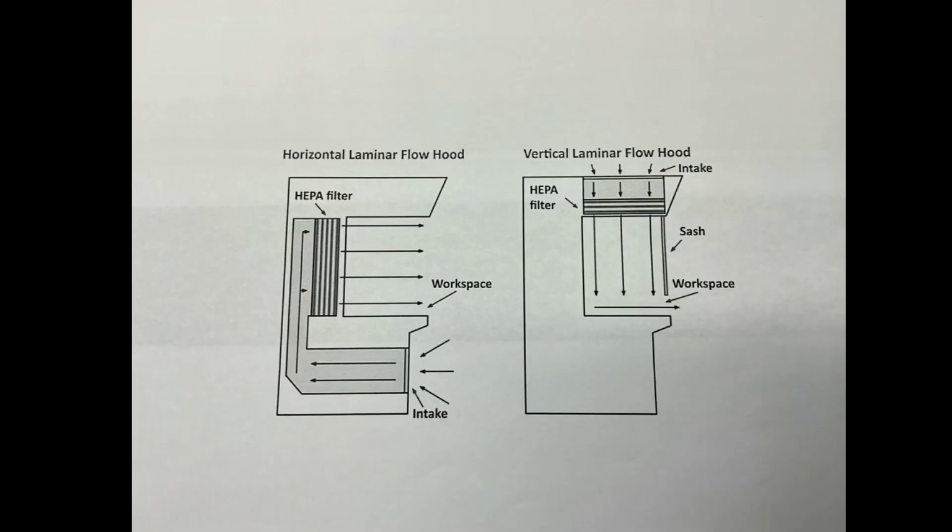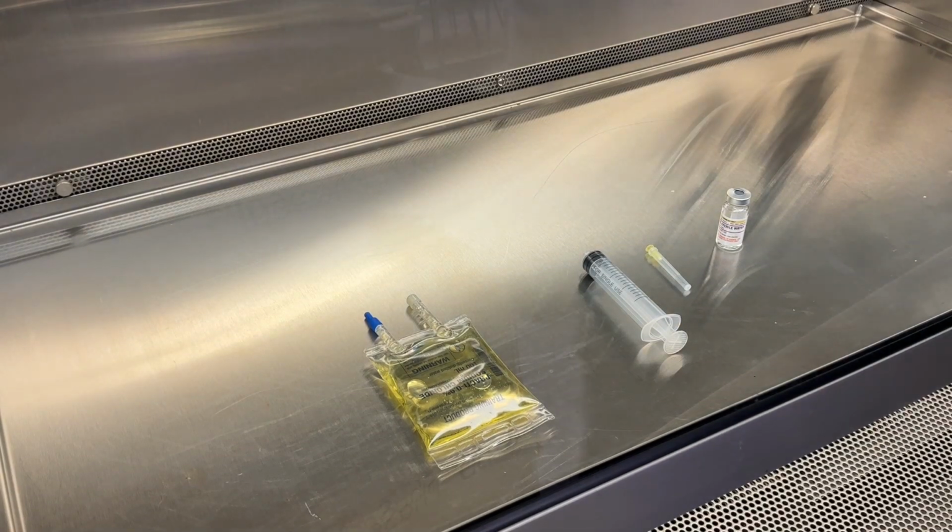Now we're going to talk about the vertical laminar flow hood, which is used to compound hazardous medications. It has the same purpose as a horizontal flow hood, which is to make the environment sterile, but it has a different technique. So instead of the vent extracting it from the bottom, it extracts air from the top, and then that gets pushed out from the top rather than the back. There's also something called a sash that's there to prevent inhalation of any hazardous medications, which ultimately protects the pharmacy tech when compounding.